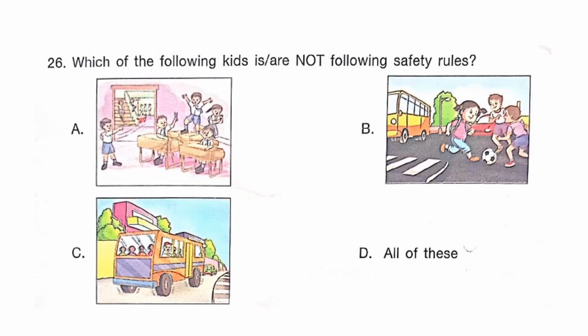Question number 26. Which of the following kids is or are not following safety rules? In first picture, kids are standing on the desk, so they are not following safety rules. In option B, kids are playing on the road, so this is also incorrect. They are not following safety rules. In option C, the boy is taking his head outside the window. So he is also not following safety rules. So our answer is option D, all of these.